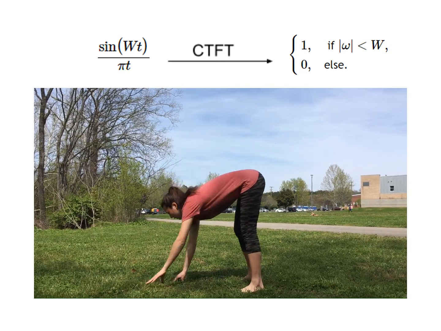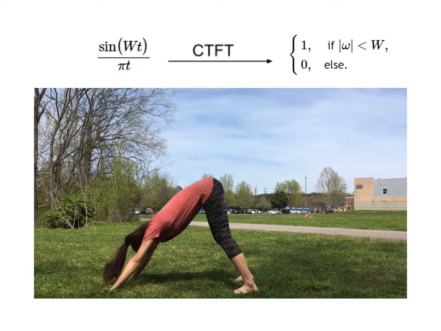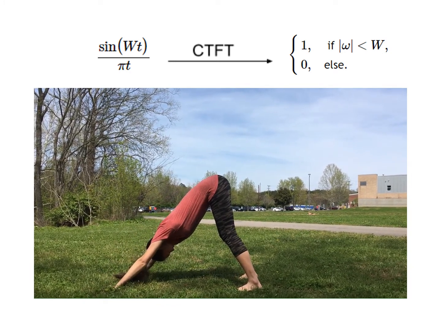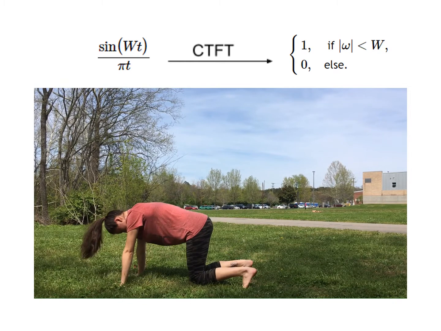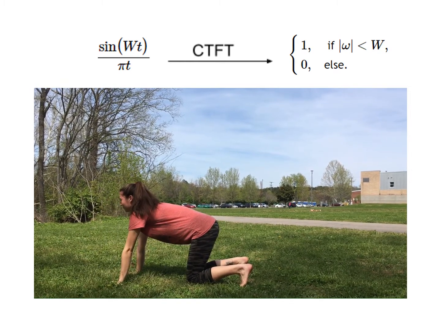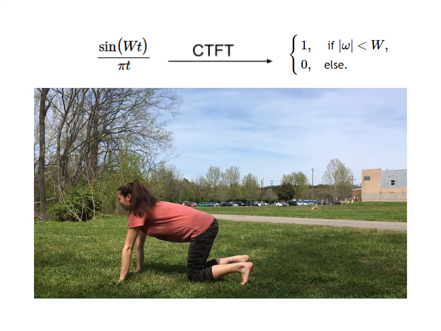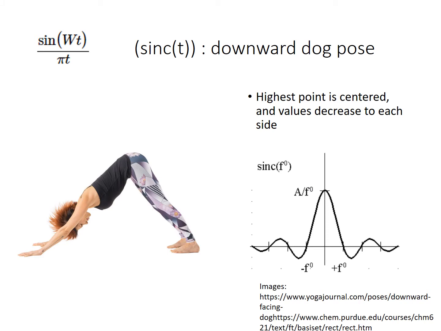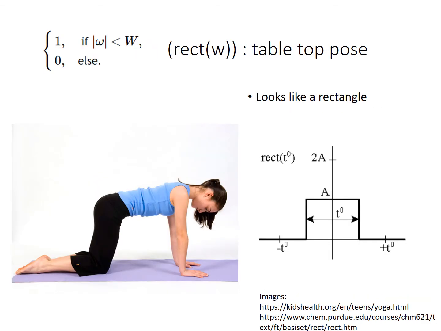Now we have a sinc, which is transformed into a rectangle. The sinc is represented by the downward dog pose, where the highest point is in the center. The values decrease to each side. The rectangle is represented by the tabletop pose because your body forms a rectangle, as you can see with the graph.